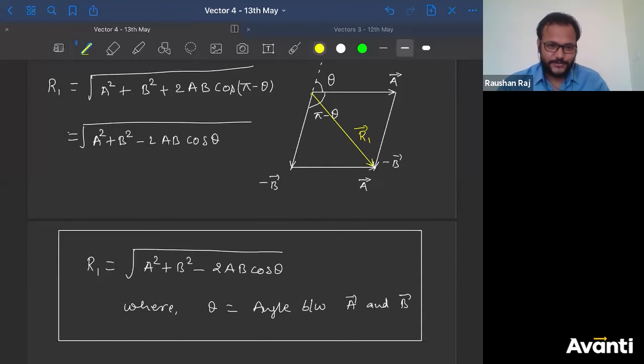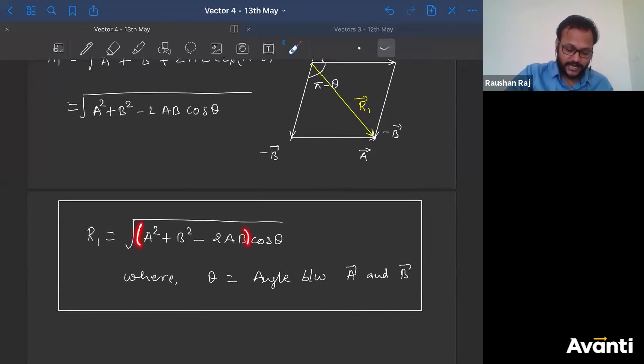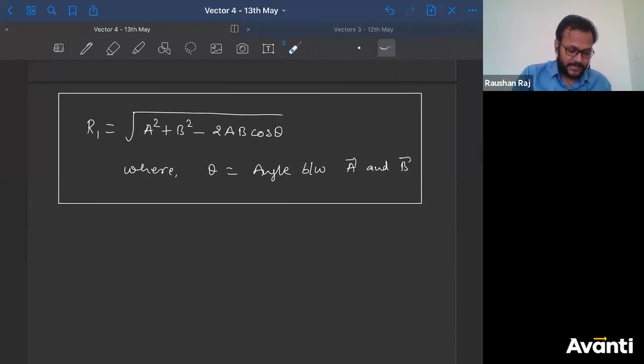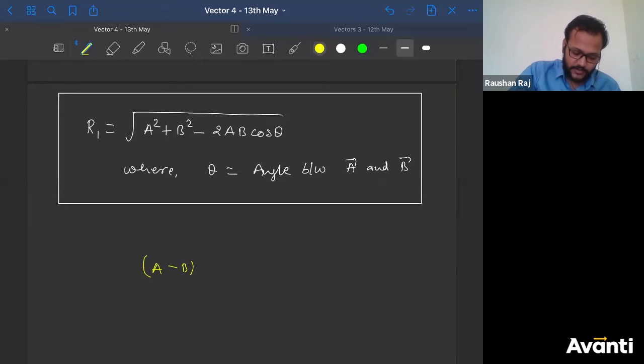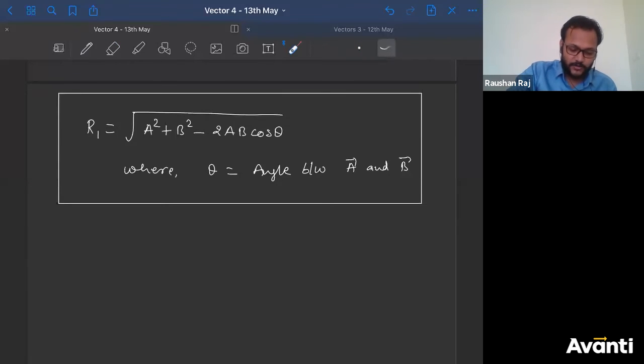Think carefully. What is this? A minus B square, B the whole square cos theta. How can you say that? Please don't do that, these are crimes. If you are saying that I can simplify this to a minus b whole square cos theta, how can you write like this? Cos theta is not multiplied with every term here. You cannot take cos theta as common. This cos theta is only with 2ab cos theta. If there would have been a bracket, then I would have written like that.